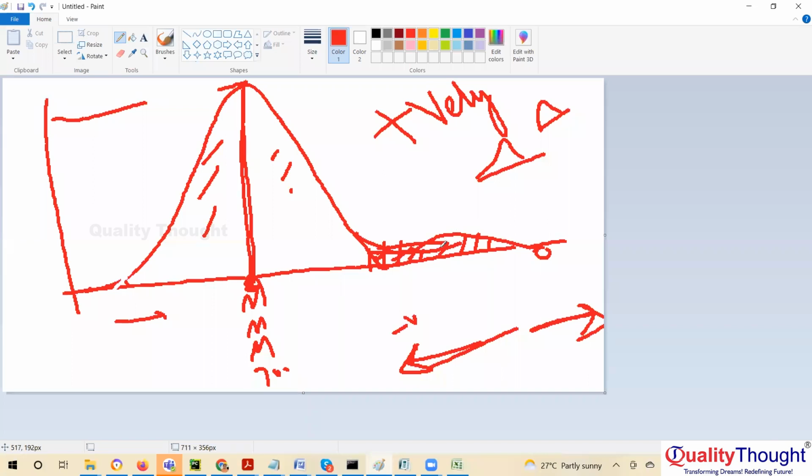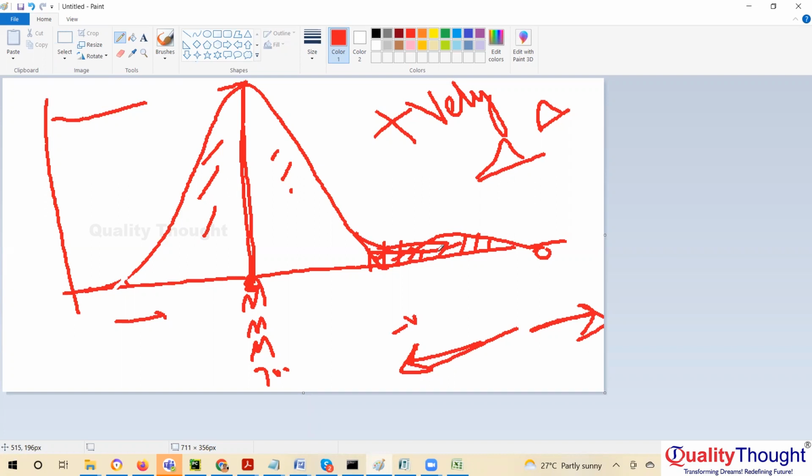More values on the right side. Okay. Now you tell me, in this case, will median and mode remain at the same place? No, sir. They'll shift. Which side will they shift? Probably towards right. Right side, sir.